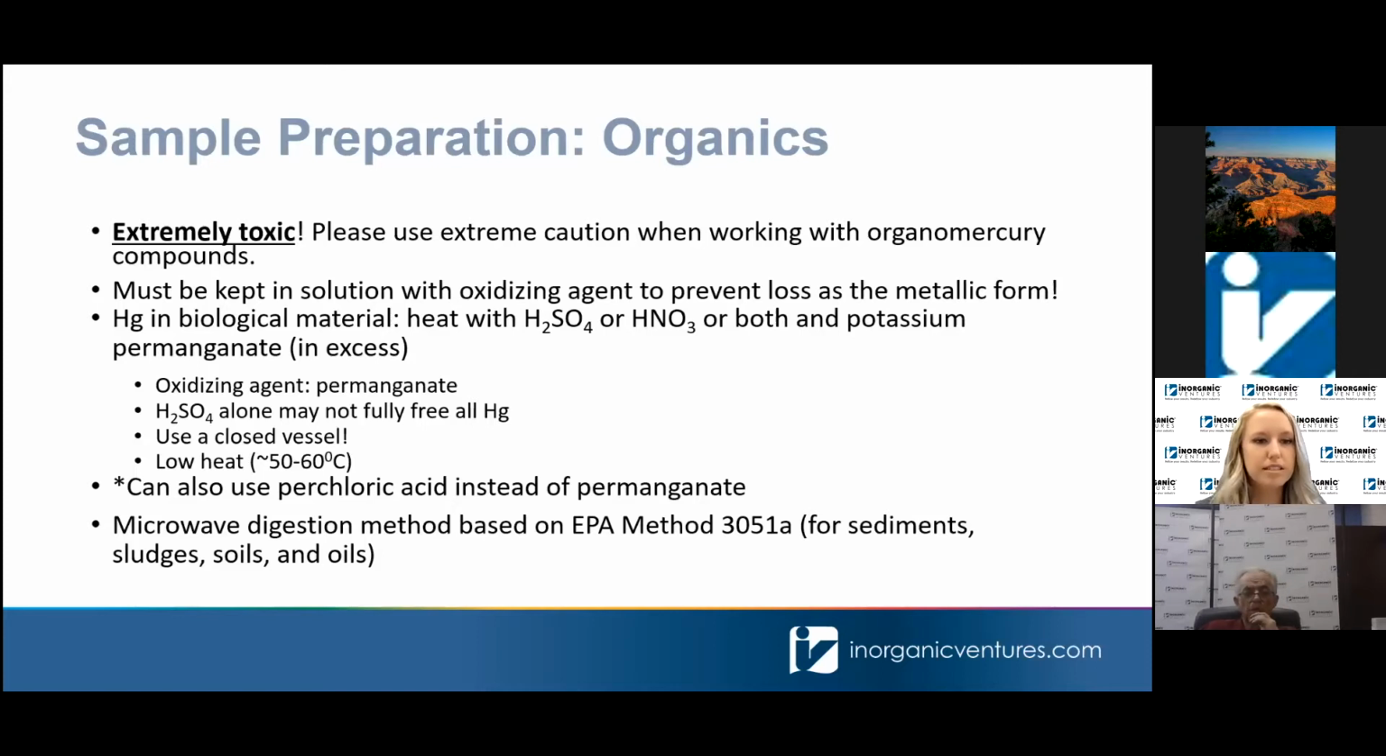Again, for these types of reactions, we do recommend a closed vessel and low heat. So you're not going to want to take this over about 50 to 60 degrees Celsius, but it should work well under those conditions. Another option instead of permanganate is you can use perchloric acid as the oxidizing agent. And so I'm going to turn it over to Paul to talk a little bit more about the use of perchloric acid for these types of reactions.